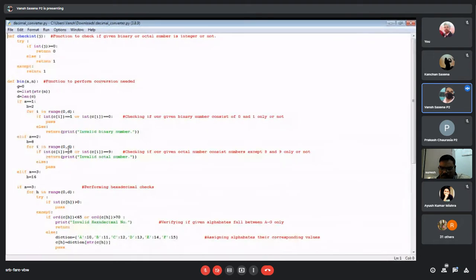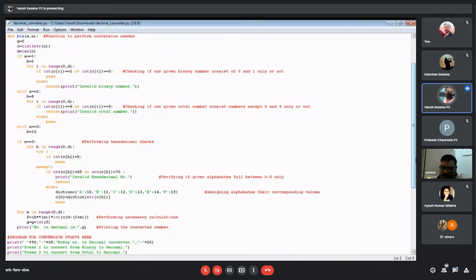So I will check if our given number contains 8 or 9. If our number contains 8 or 9, it means it is an invalid octal number. It means our number should contain only 0, 1, 2, 3, 4, 5, 6, 7. Now similarly, I have checked for a equal to 3, the hexadecimal check, and I have used a separate block for it because it can also take alphanumeric input.